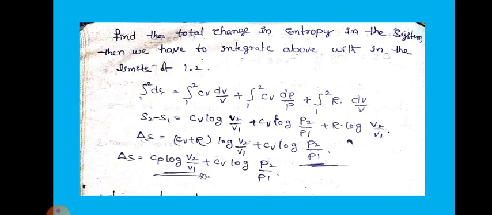So therefore S2 minus S1 is equal to Cv log v2 by v1 plus Cv log p2 by p1 plus R into log v2 by v1. Therefore ds is equal to Cv plus R into log v2 by v1 plus Cv log p2 by p1. Therefore finally ds is equal to Cp log v2 by v1 plus Cv log p2 by p1. So therefore the above equation represents the change in entropy in an ideal gas in terms of pressure and volume.